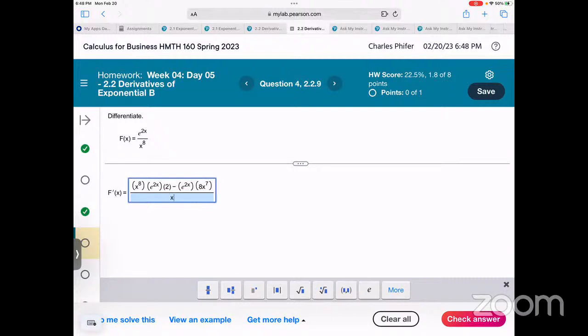Now wait, let's do this. We're going to say to the power of 8, and we're going to do this like this. We're going to say squared, right?